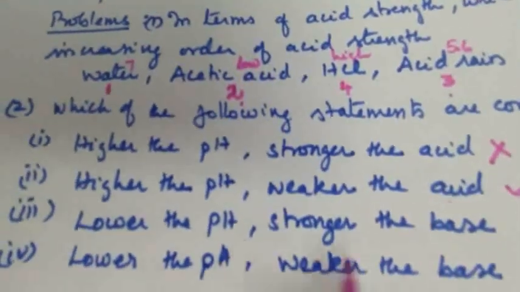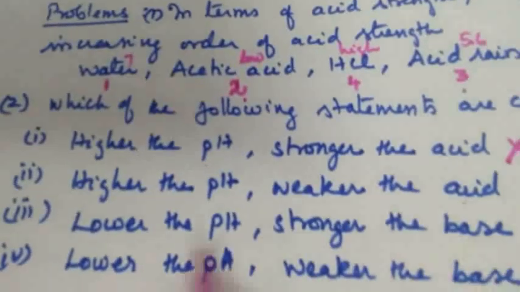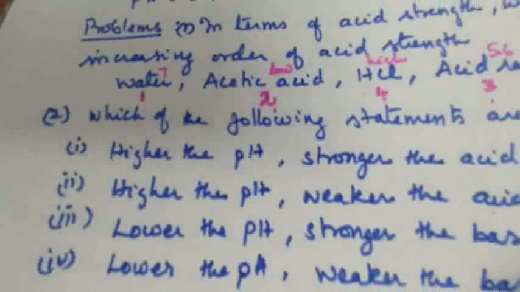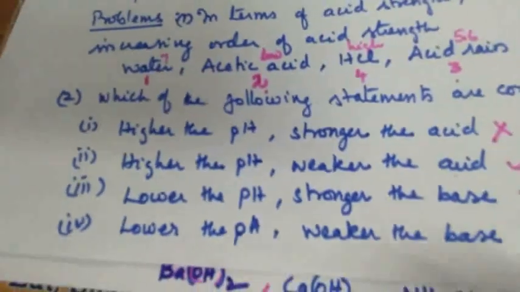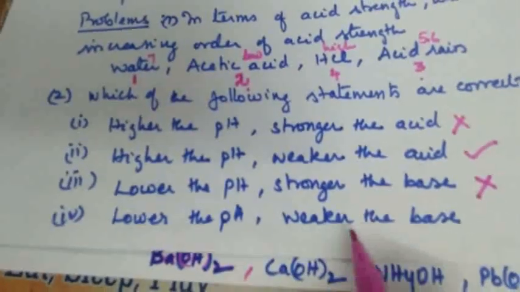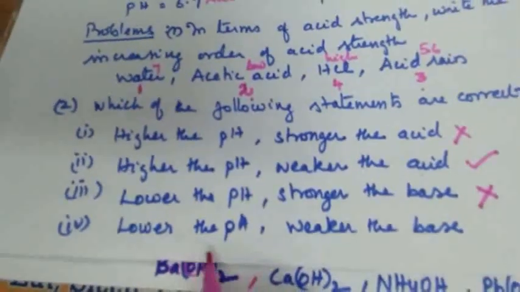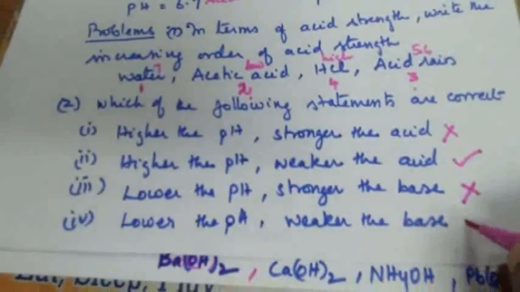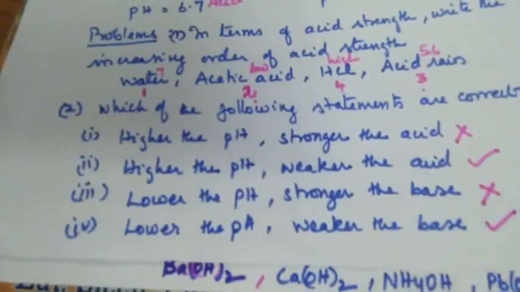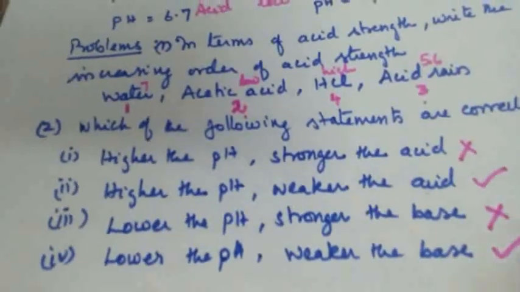Lower the pH, stronger the base. Is it right? No. Lower the pH, stronger the acid, not the base, so it is false. Lower the pH, weaker the base. Yes, it is true. At low pH value the base is weaker. Only at higher pH value is the base stronger.